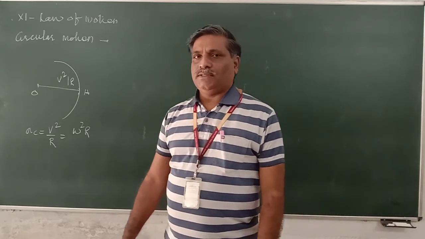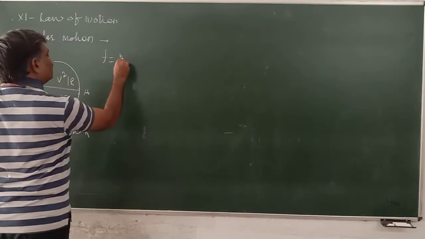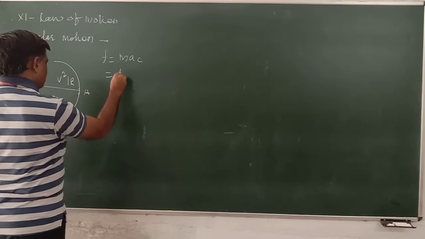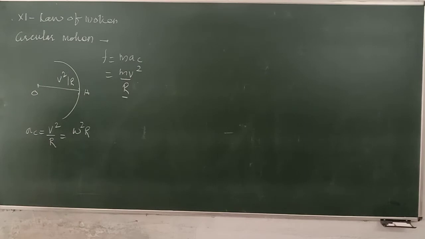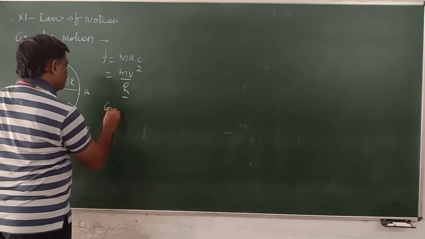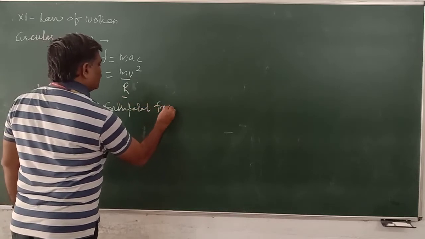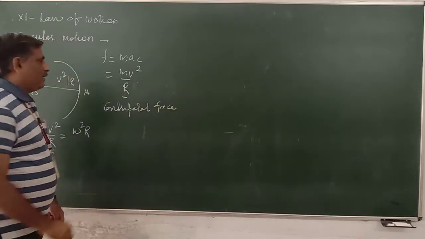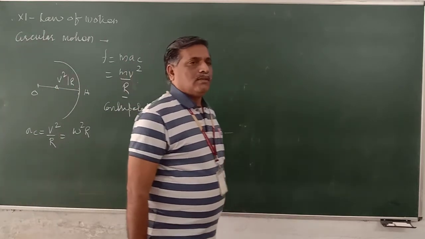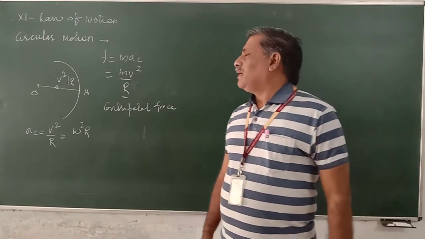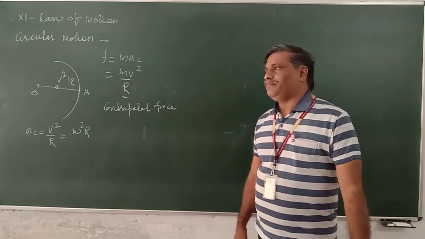Now suppose m is the mass of the body, then force is equal to m into a_c, which is equal to mv square by r, and this is known as centripetal force. It is always directed towards the center and along the radius of the circle.